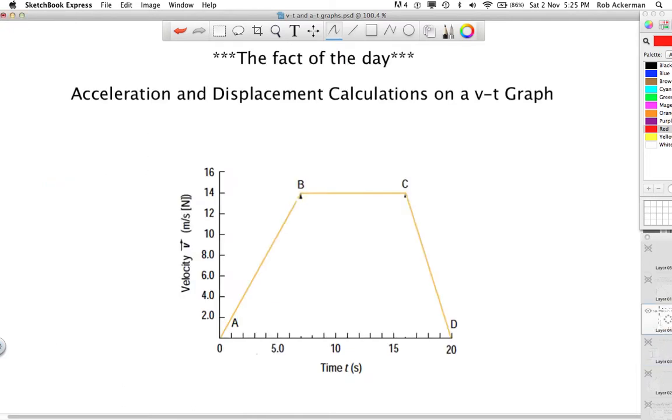Moving along further, we're going to use the fact of the day, the fact about slopes and the fact about area, to calculate some of the information from the velocity time graph here. So here's a graph also out of your book, and it shows three intervals. Interval AB, where an object appears to be gaining more and more velocity as time goes by. Interval BC, where the object seems to move at a steady velocity of about 14 meters per second. And then interval CD, where the object seems to be going from 14 meters per second to 12, 10, 8, slowing down to a stop.